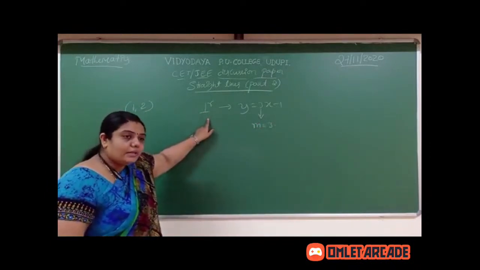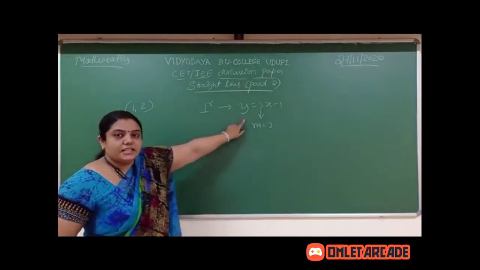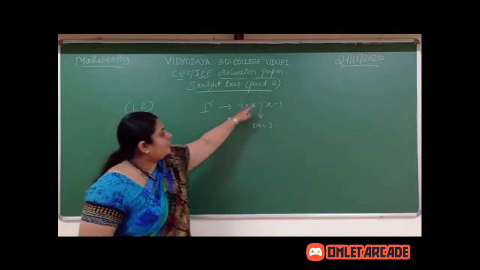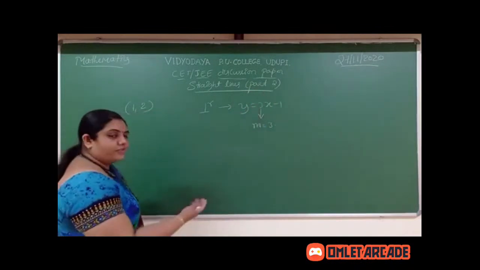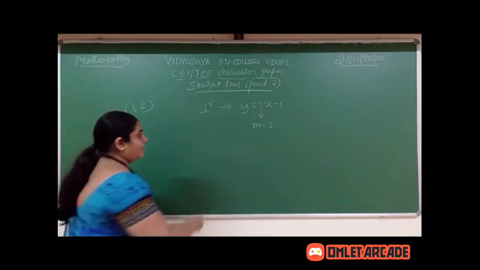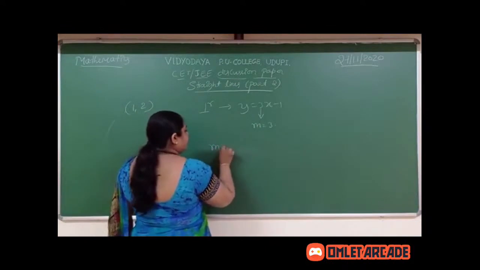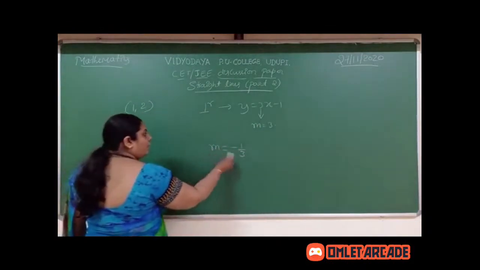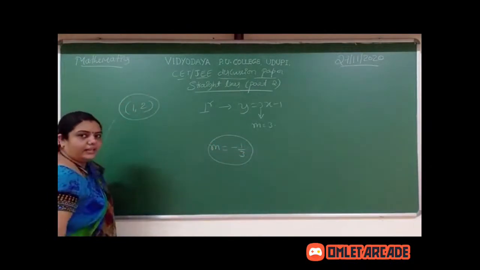Isn't it? Then what will be the slope of the required line? Because this is the equation of a line perpendicular to the required line. So m is 3. This is the slope of the perpendicular line. Then what will be the slope of the required line? It's the negative reciprocal. I mean, m is equal to minus 1 by 3. This is the slope of the required line and this is the point on the required line.